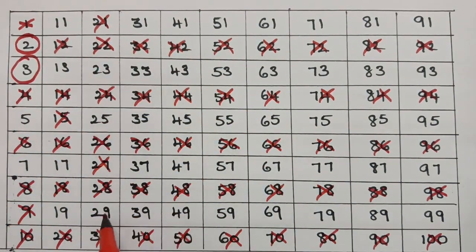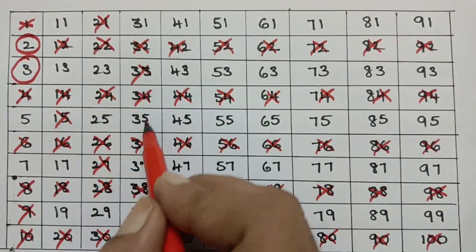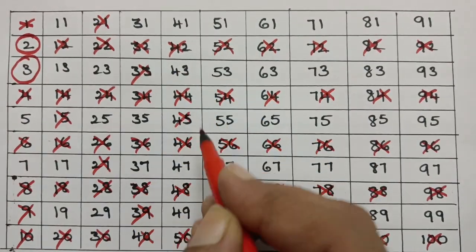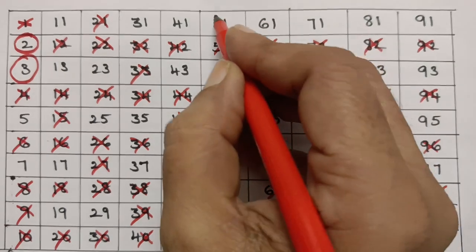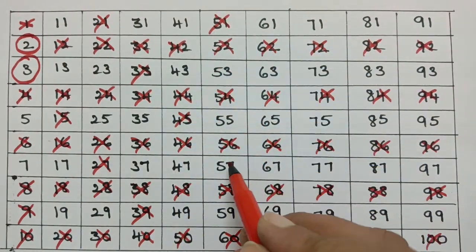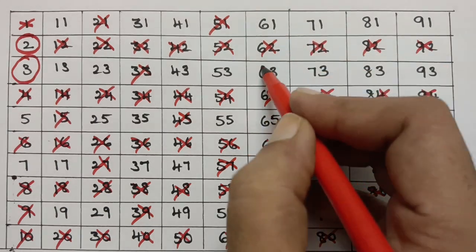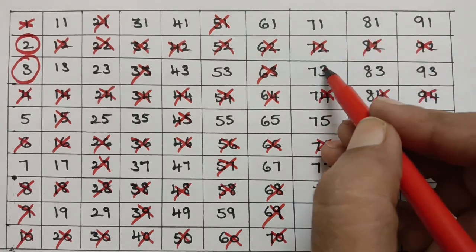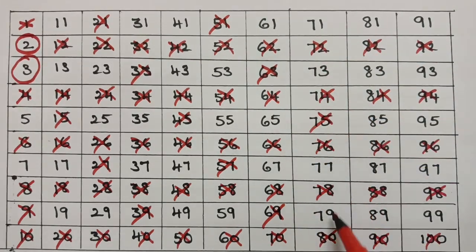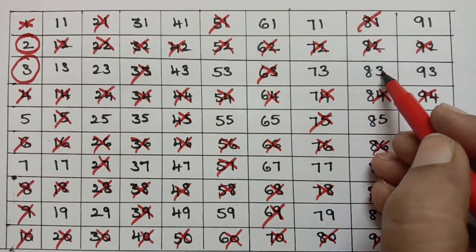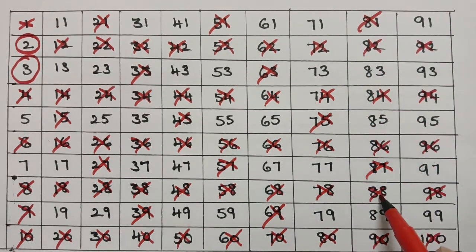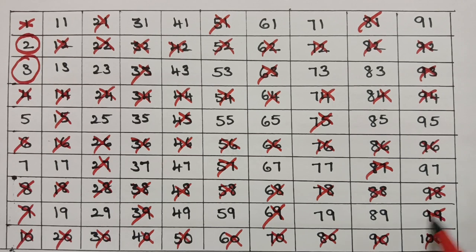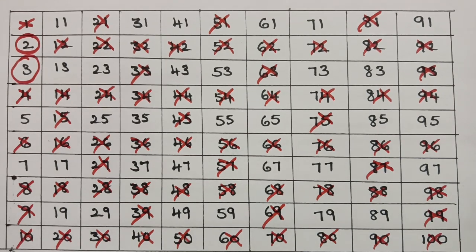Continuing to count 1, 2, 3 and cancel the next multiples of 3, again and again down the table. So these are all the multiples of 3 which I have crossed.